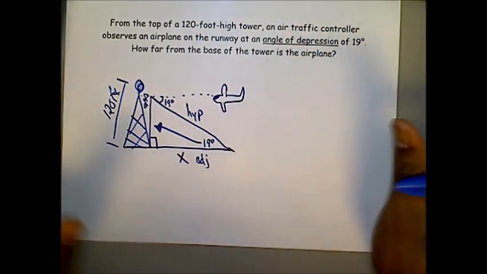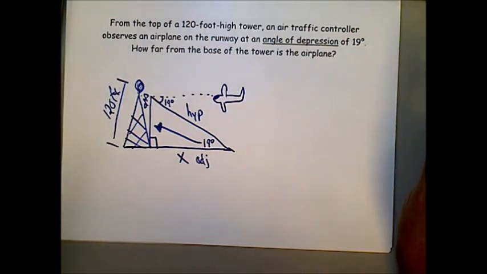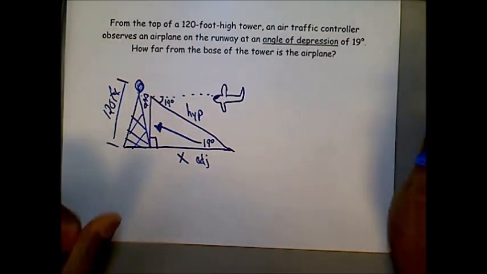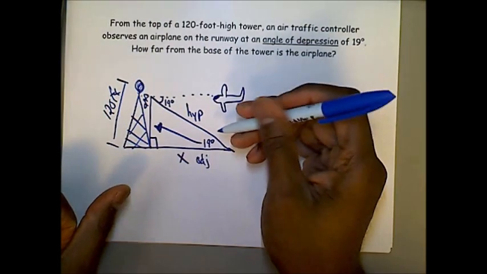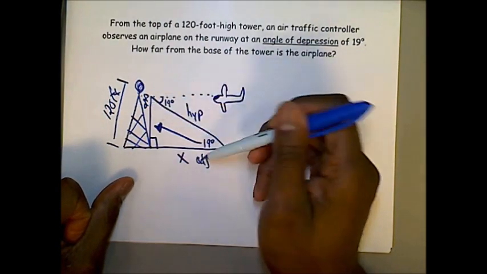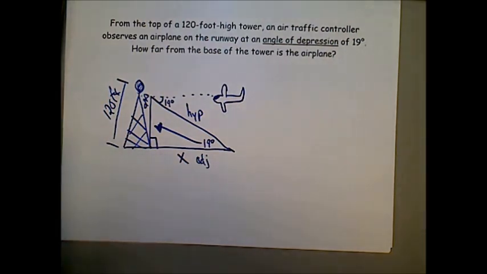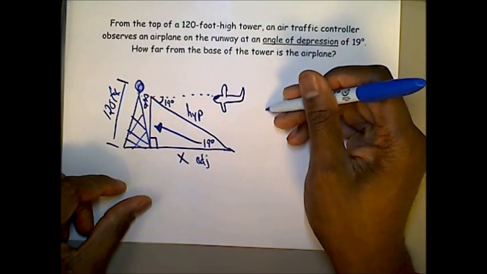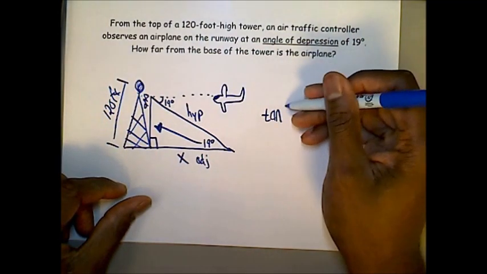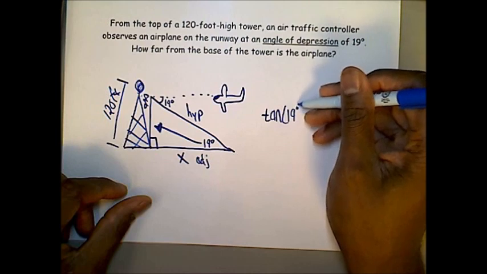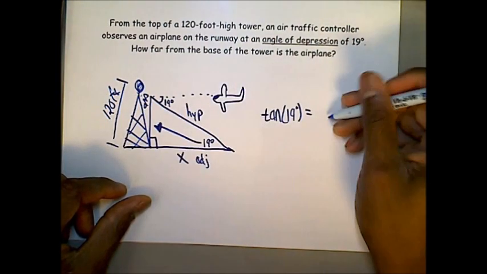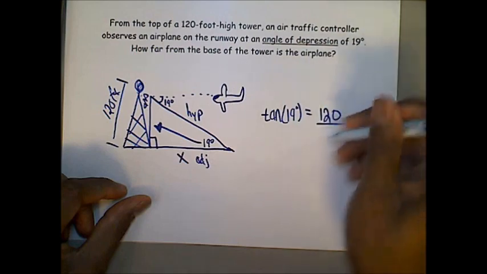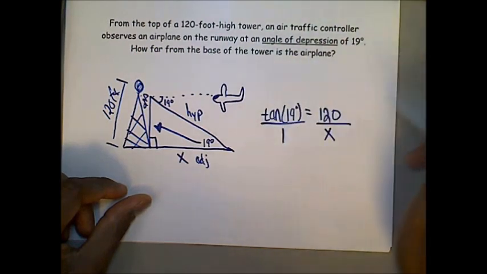So, first of all, am I looking for a side or am I looking for an angle? I'm looking for a side. So since I'm just looking for one of the sides, I can use regular trig ratios. So what trig ratio? I've been given the opposite side, and I need to find the adjacent side. What trig ratio deals with opposite and adjacent? Tangent. So, I can say the tan of 19 degrees is equal to opposite, which is 120, over adjacent, which is x. Set this up to cross multiply.